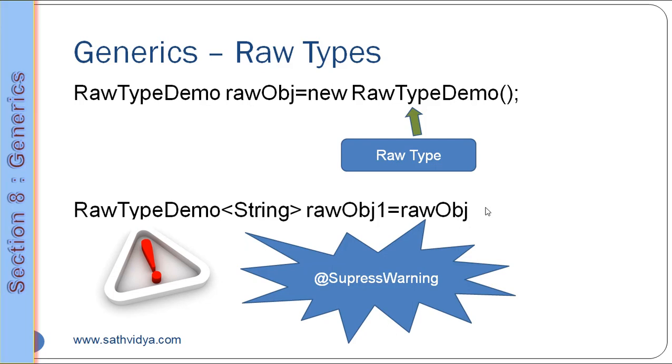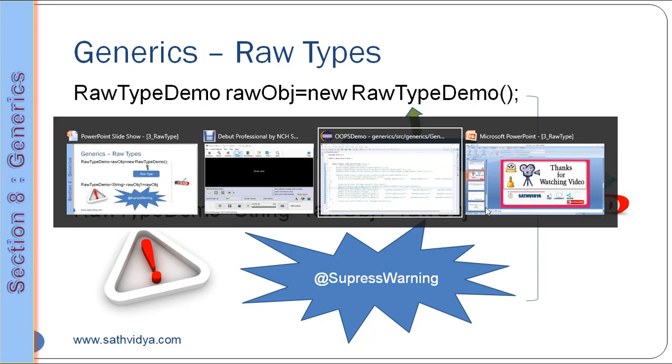In older versions of Java, people used raw types, but Java recommends not to use raw types. So it is better to avoid the usage of raw types and pass the type values before declaring the instance of the object. Now let's go to Eclipse and see an example here.